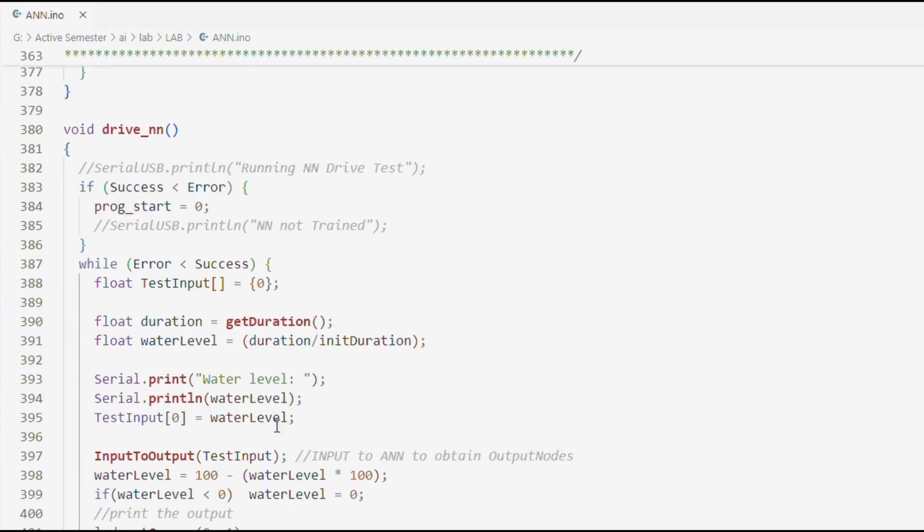Once trained, the driveNN function puts this learning into action. It uses live sensor data to predict water flow by processing it through the same layers. Together, these functions make the system both adaptive and intelligent.